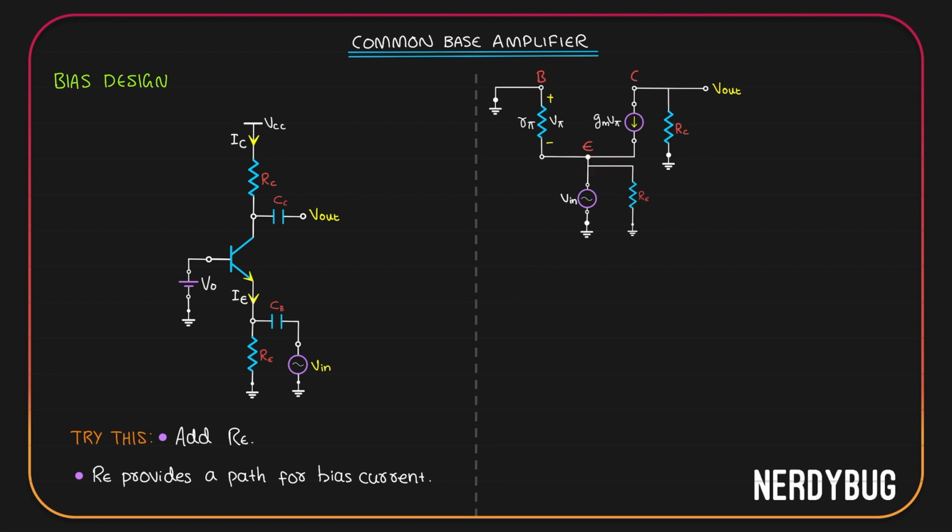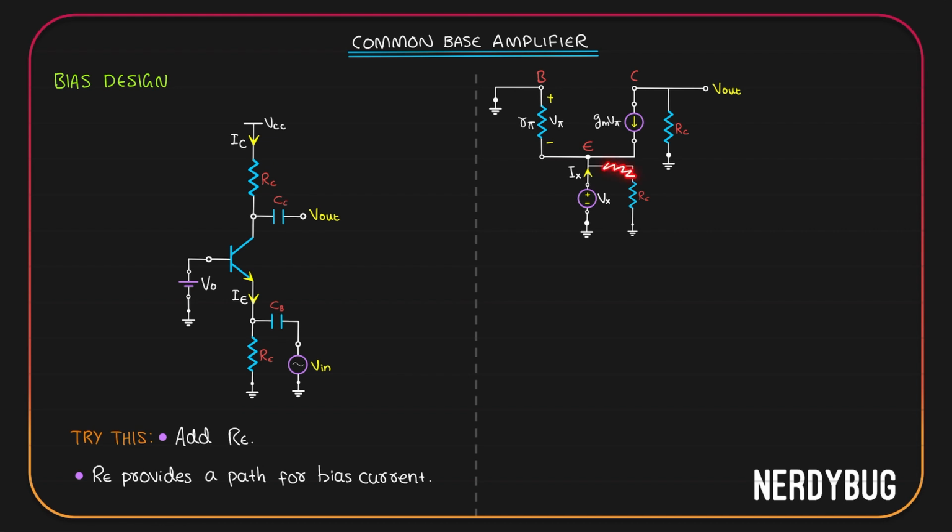To find the input impedance, the first thing we have to do is switch off all the independent sources. The only independent source we have is the input. If I switch it off, the emitter will be connected to the ground. Now we have to connect Vx at the input, which is over here, and find its relation with Ix, which will be the current flowing over here.